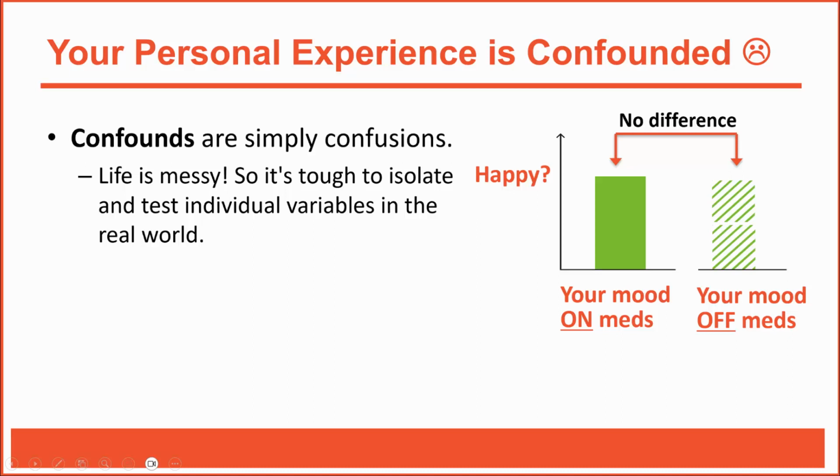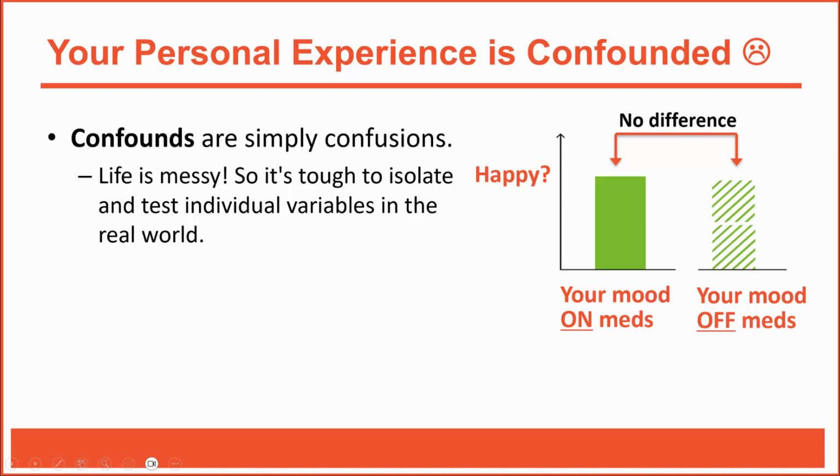So the key point is that in the real world, there are usually several possible explanations for an outcome. And we call these competing explanations confounds. One way to think about it is that real life is confounded. It's true, life is messy. And that, my friends, is another reason why you can't rely solely on your own personal life experiences when trying to better understand human thought and behavior.